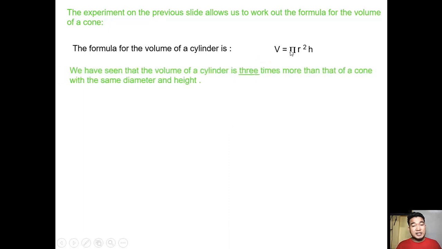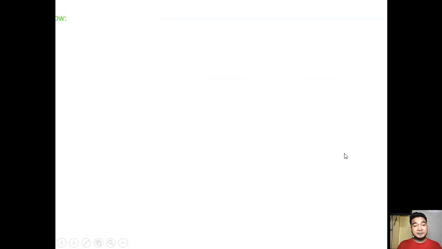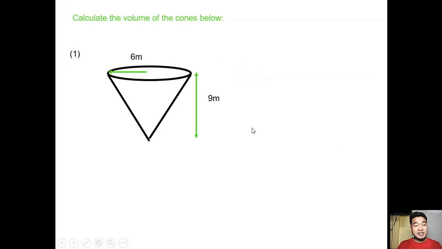So volume of the cylinder is V equals pi r squared h. So we have seen that the volume of a cylinder is 3 times more than of a cone with the same diameter and height. So the formula of the volume of a cone would be 1/3 of the volume of the cylinder, or 1/3 pi r squared h, where r is the radius and h is the height. So let us have an example.